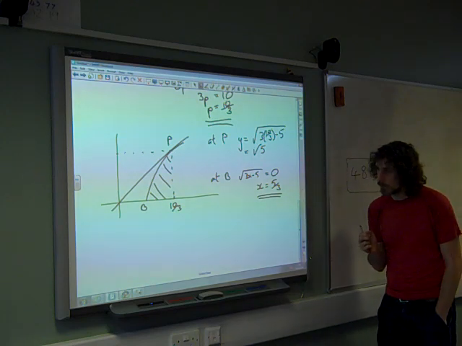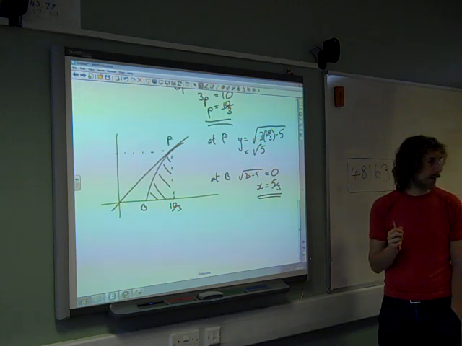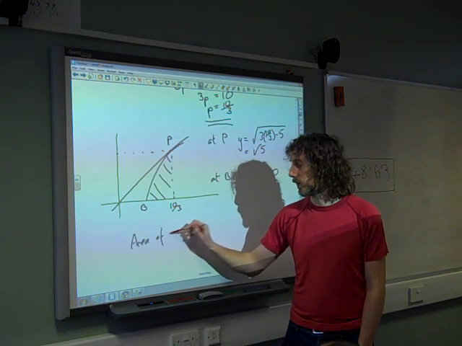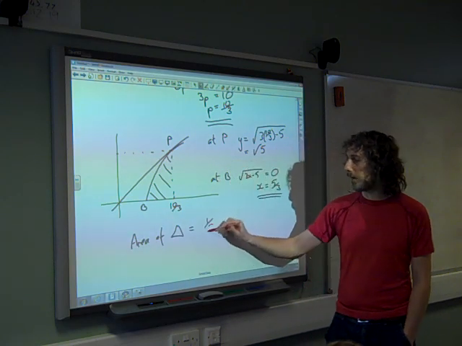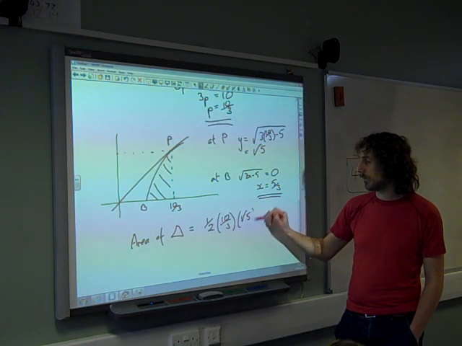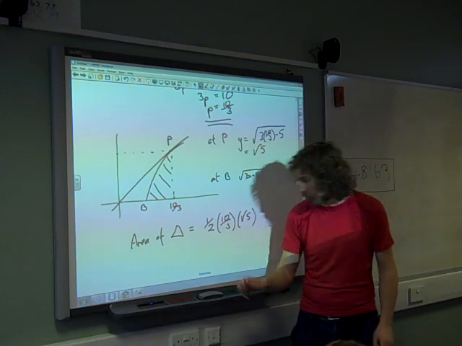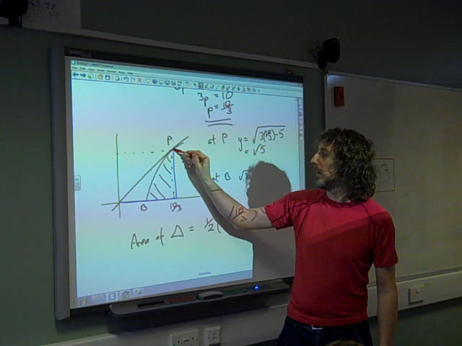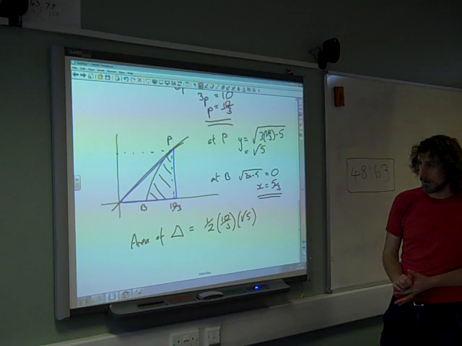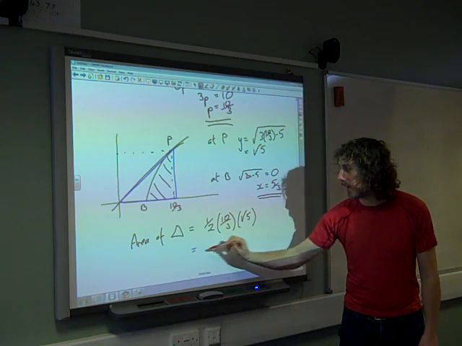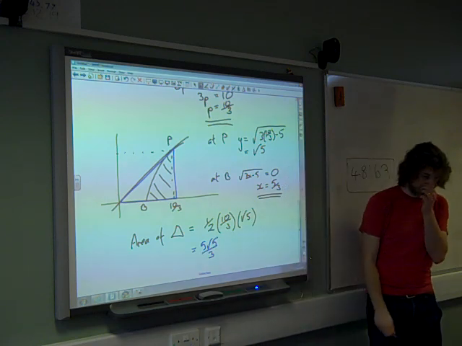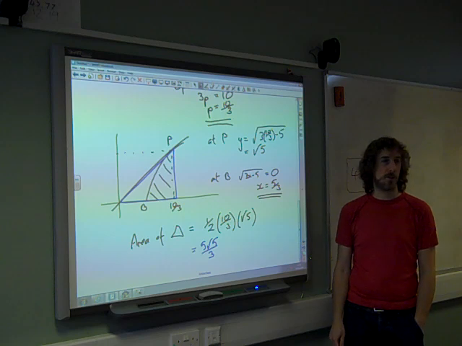Okay, so we're ready to do some area stuff here. The area of the triangle is 1/2 times the base times the height. The triangle, of course, is this bit here. We don't forget the simple stuff, like finding the area of a triangle, 1/2 base times height. That is 5 root 5 over 3.